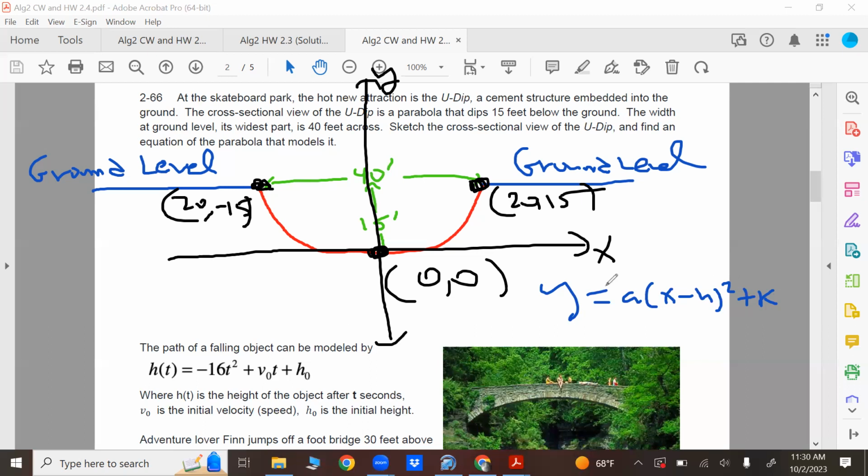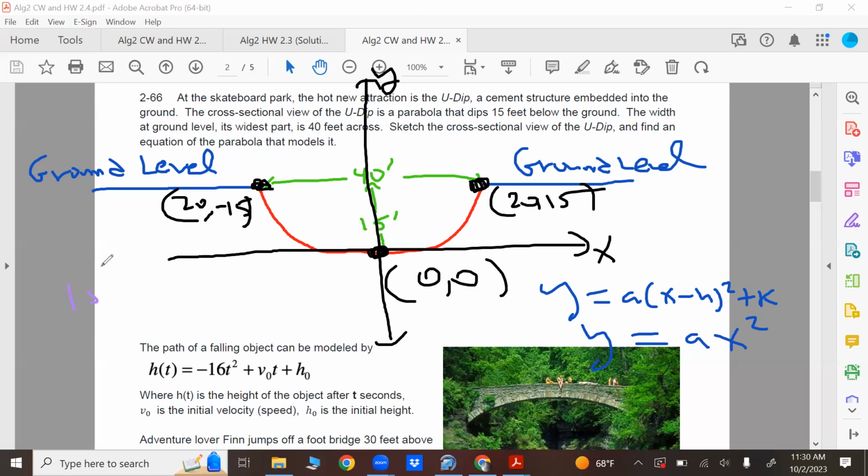So if your vertex is 0, 0, you should have just y equals ax squared, right? How do you solve for a? What do you do? Or someone want to tell me what to get for a? Excellent. That is correct. Thank you, Jack. So when you solve for a, I'll do it over here in purple.